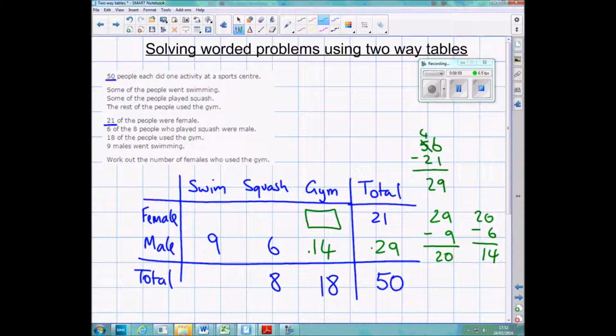Now finally I can go to answer the question because I've got 18 people that use the gym in total. 14 of those were men, and so that means 4 were women. So I'm just going to put a 4 and double underline it to make sure the examiner knows that was my final answer. Okay, so 4 people used the gym.